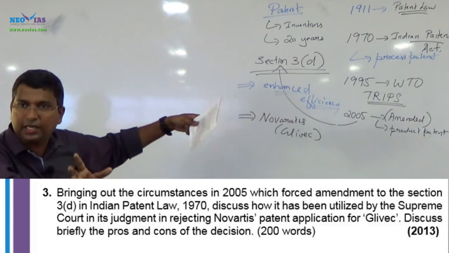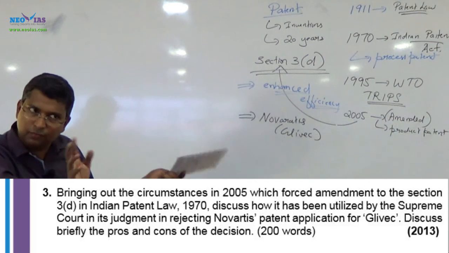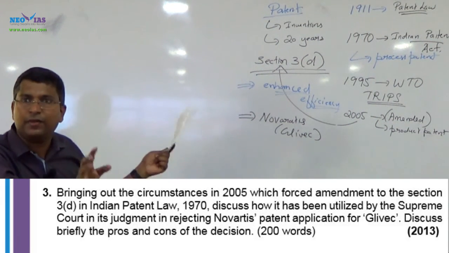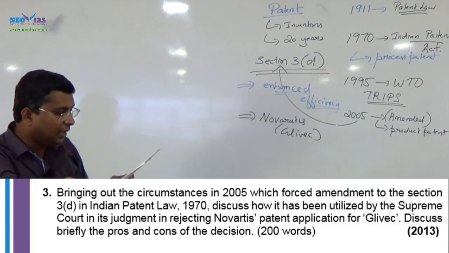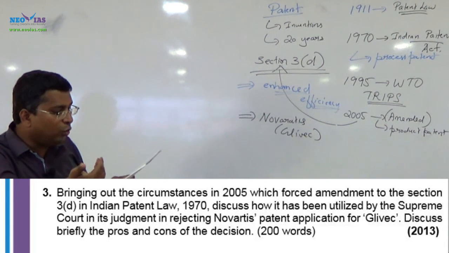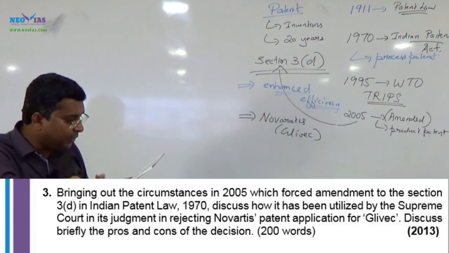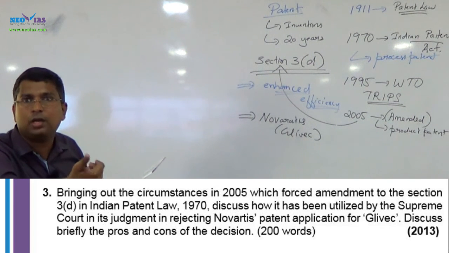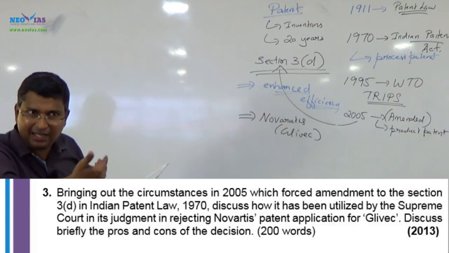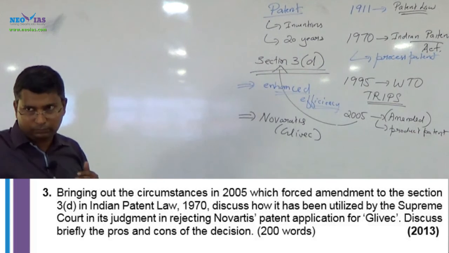So we needed to protect our own interest. We needed to prevent evergreening of patents. That's why we made the amendment to Section 3D of the Indian Patent Act. Then answer the second part: Discuss how it has been utilized by the Supreme Court in its judgment in rejecting Novartis's patent application for Gleevec. You have to explain, it's there in the material. Then discuss briefly the pros and cons of this decision.